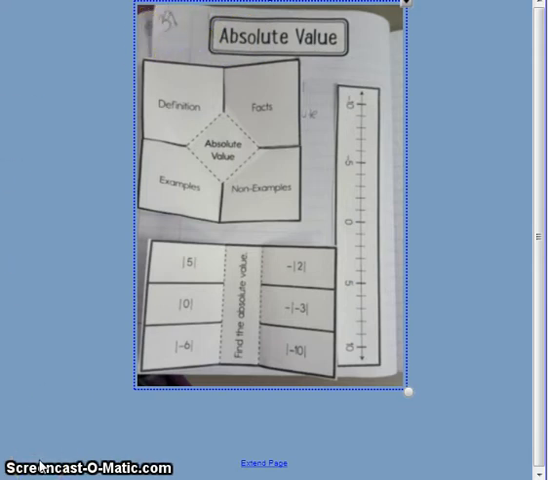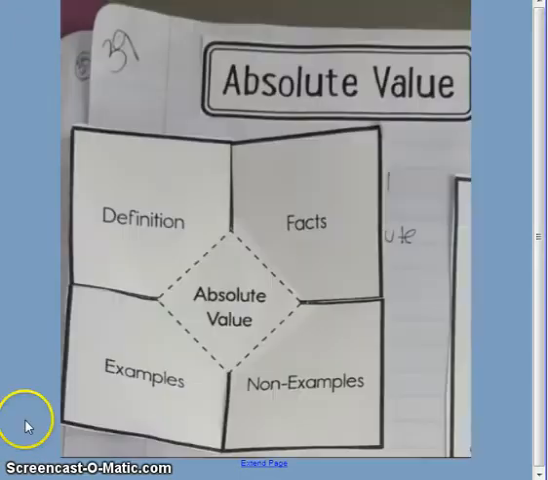At this time, go ahead and cut and paste like you see in your screen and pause the video. Please throw away your trash when you're done. Here's a closer view of what the definition, facts, examples, and non-examples would look like. Now, I cannot do that.